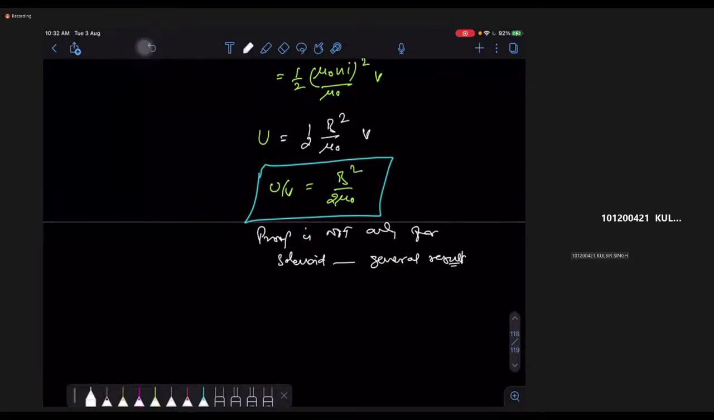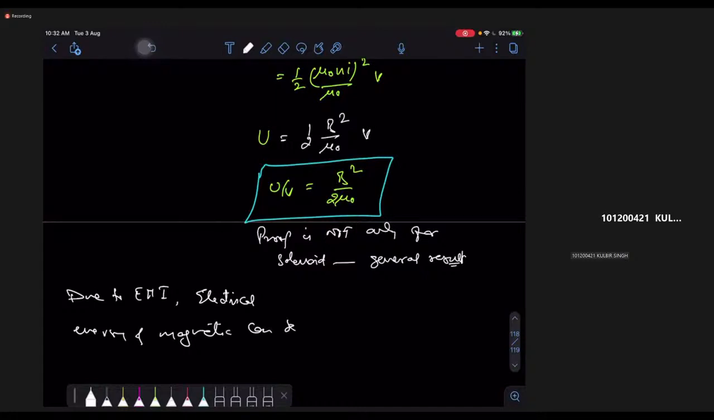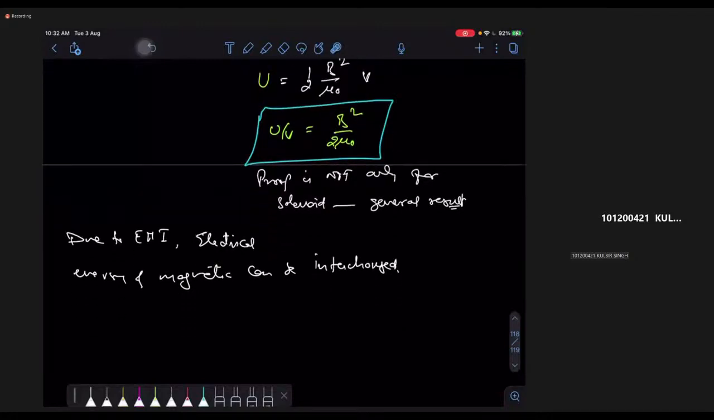So an important point to understand here is, due to our EMI phenomena, electrical energy and magnetic energy can be interchanged. Their relation is almost like kinetic energy and potential energy. Potential energy could be turned into kinetic energy, and kinetic energy could be turned into potential energy. The same way, electrical energy and magnetic energy are interchangeable.